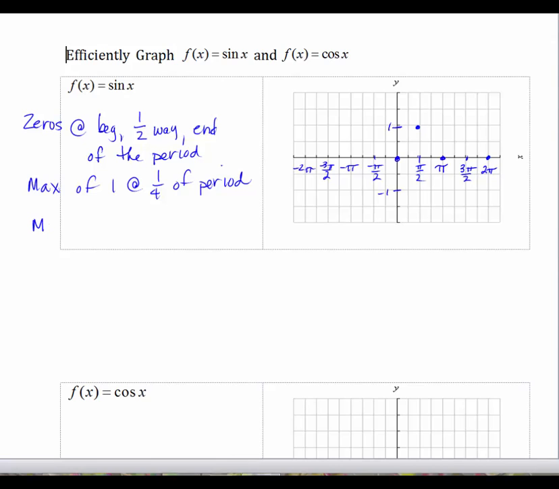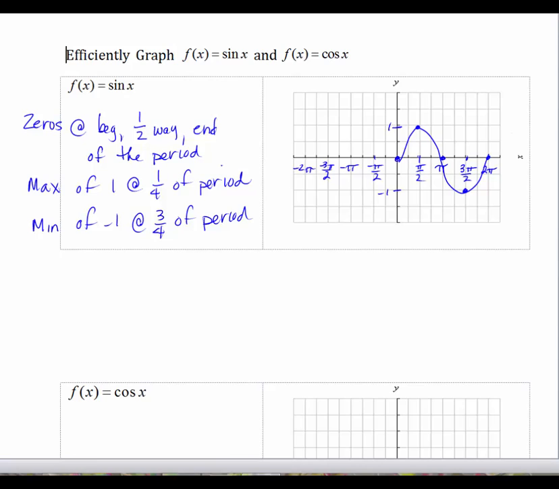The minimum value, which is -1, occurs at 3/4 of the period. Now, for a basic graph, we said that was at 3 pi over 2, but that's 3/4 of 2 pi. And so we've got -1 right there. We connect with a nice smooth curve. Do as best you can not to make it sharp and pointy.